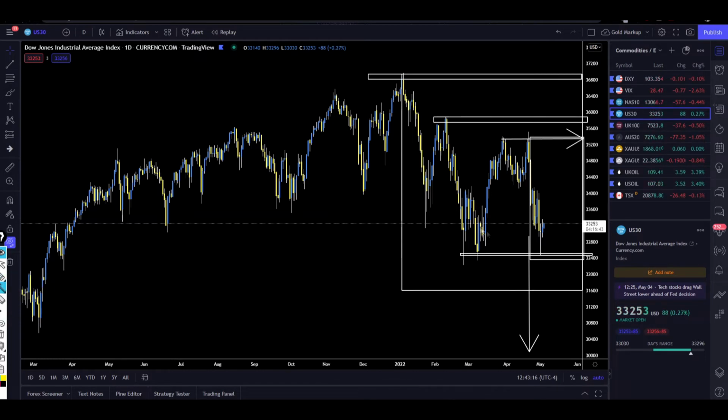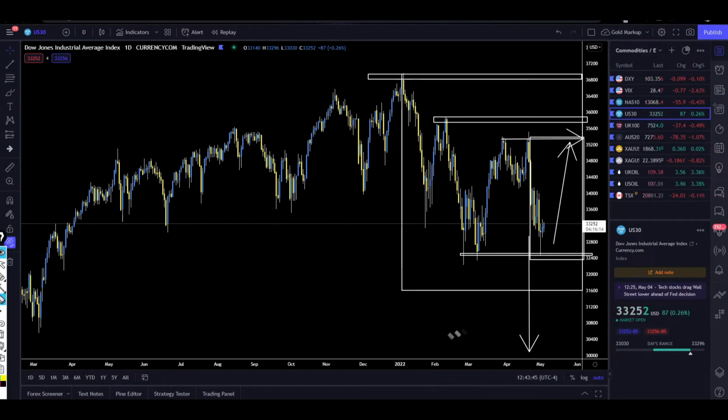Just repeating what happened last time, back to the upside, where we could come to test the 35,200, 35,500 key level and current price demand zone. So that's kind of my prediction for FOMC today. If we do stay above 32,500, and again, if we do get the expected 50 basis point rate hike.